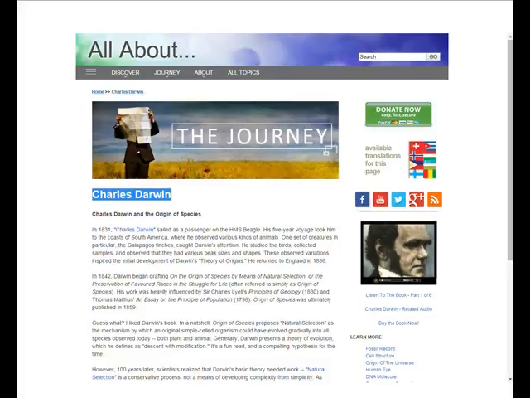In 1842, Darwin began drafting On the Origin of Species by Means of Natural Selection, or the Preservation of Favored Races in the Struggle for Life, often referred to simply as Origin of Species. His work was heavily influenced by Sir Charles Lyell's Principles of Geology, 1830, and Thomas Malthus' An Essay on the Principle of Population, 1798. Origin of Species was ultimately published in 1859.